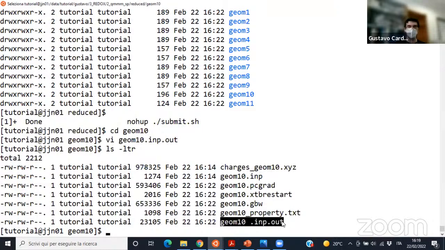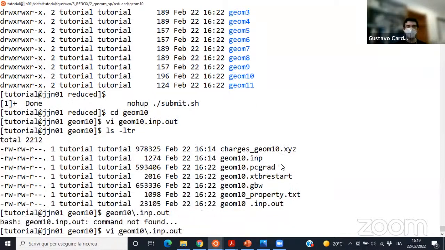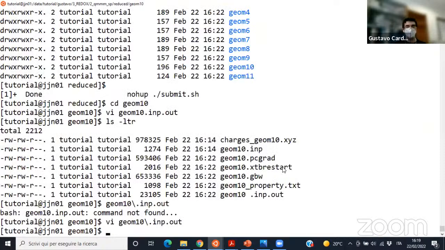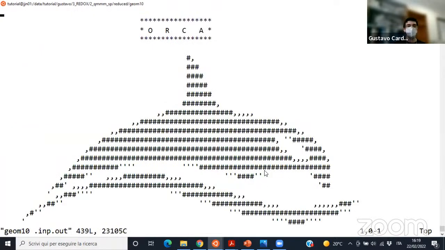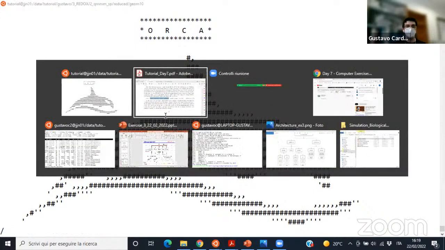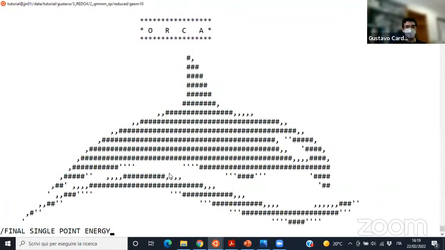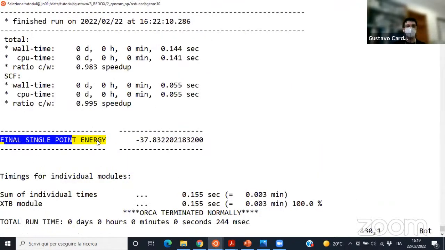Okay, it did it with a space. That's not good. Okay, let's put it on a string. We'll open it. So here it is. This was because of the way I wrote it on the output. But we're going to look for this final single point energy, and we're going to grab these things from the output files.